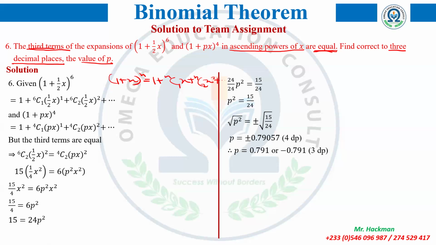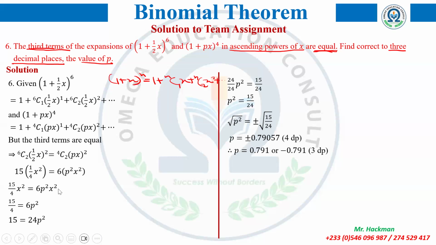So always think before you write, as you've been advised. If you simplify this, since 6 combination 2 will give us 15, then if you push the power in, you get half squared, and half squared is 1 over 4, then your x squared. Then you do 4 combination 2, and that's 6. And this, if you push the power in, you get p squared x squared. So you finally remove the brackets on each side. You get 15 times 1 over 4 x squared, so 15 over 4 x squared. Then 6 times p squared x squared gives us 6p squared x squared.